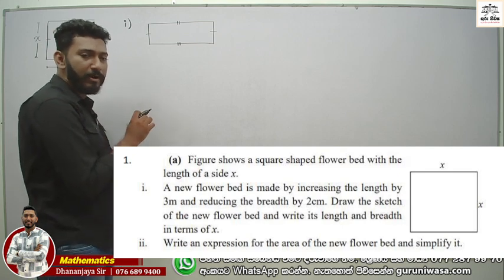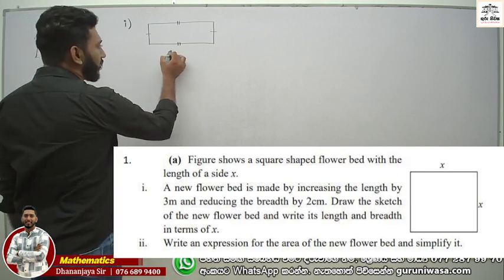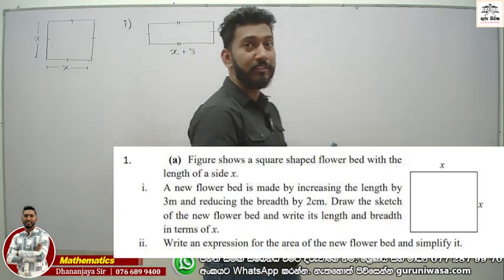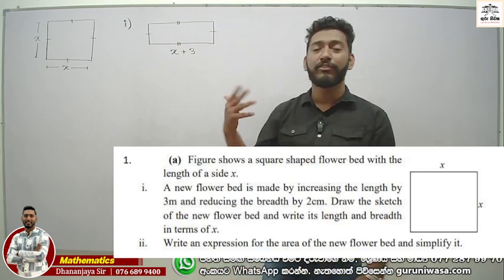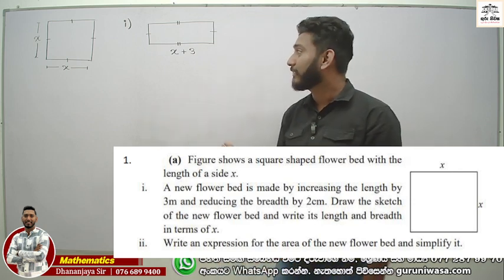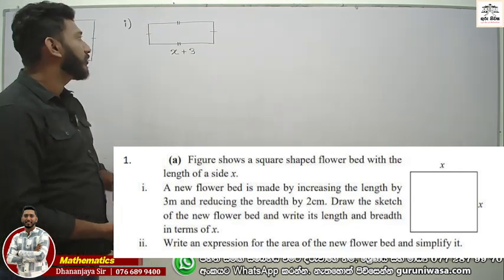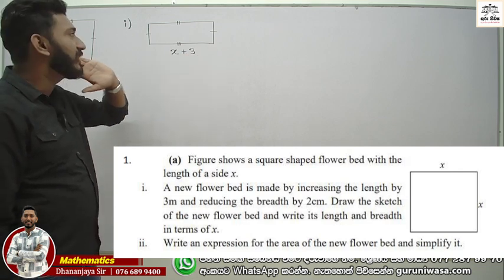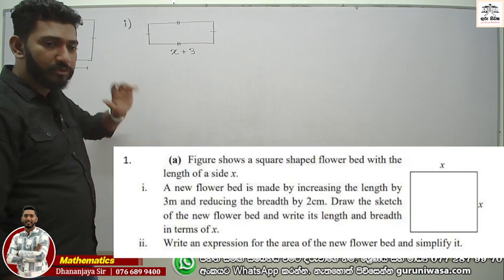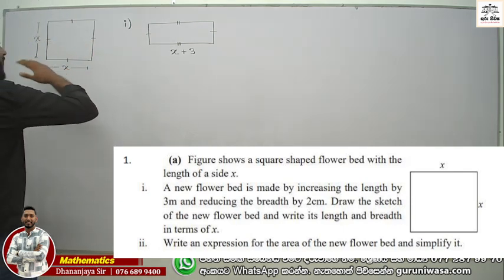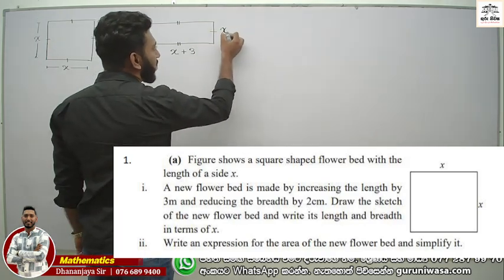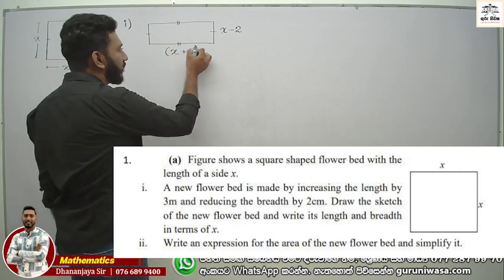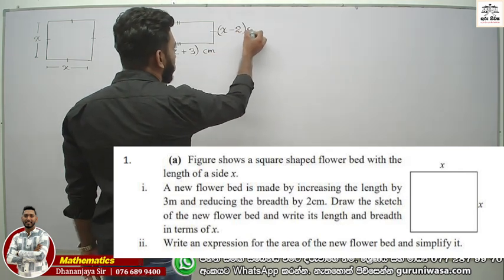Now the length is increasing by 3 meters. What to do? You need to add 3 to x, right? Some students multiply by 3. 3x is wrong, because that's a multiple of 3. 3 times x is called 3 times of x. So we add: increased by 3 meters, therefore x plus 3 is the length. For the breadth, you need to subtract 2 cm from x. The breadth becomes x minus 2 cm. Now this is our sketch.